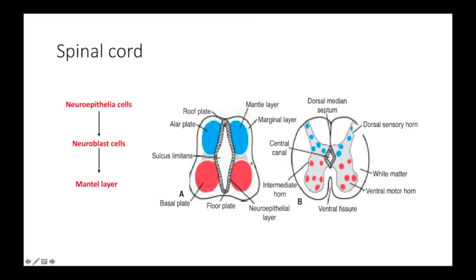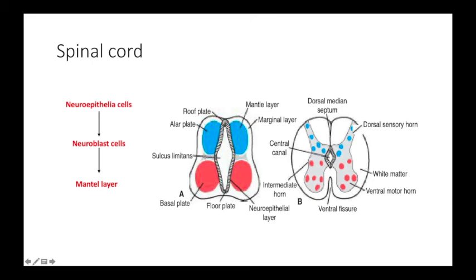And as a result of the continuous addition of neuroblasts to the mantle layer, each side of the neural tube shows a ventral and dorsal thickening. The ventral thickening, the basal plate, contains ventral motor horn cells. It forms the motor areas of the spinal cord, and the dorsal thickening, the alar plate, contains the sensory areas. A longitudinal groove, the sulcus limitans, marks the boundary between the two thickenings.